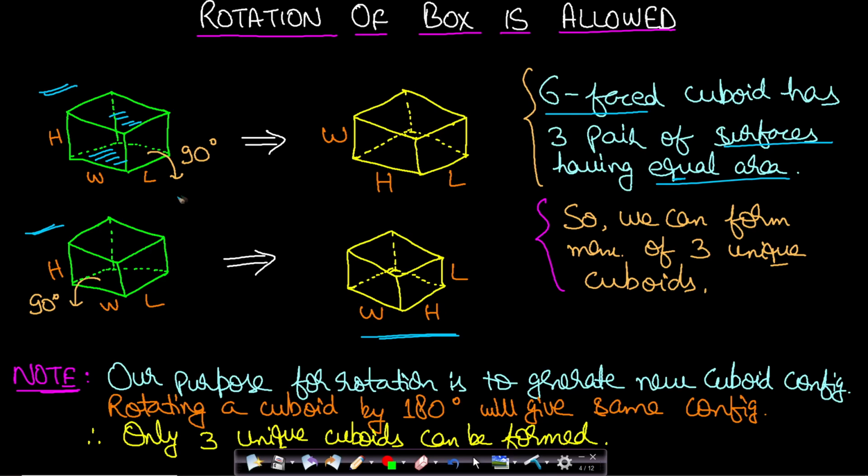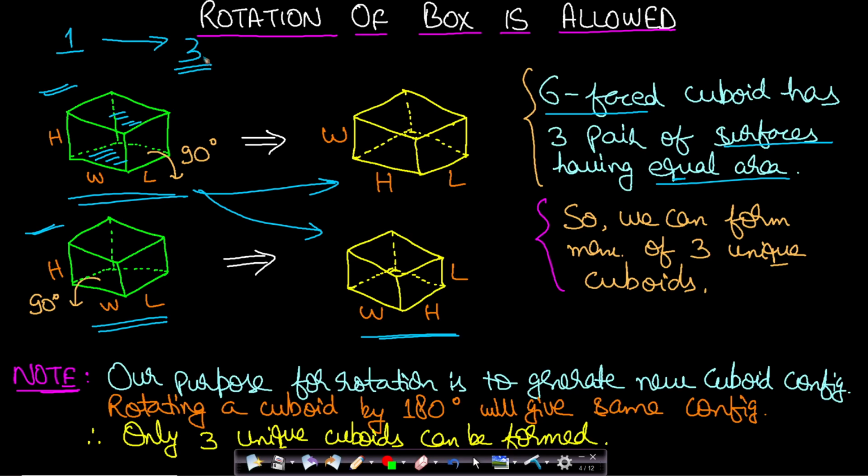So these are the possible rotations of a box. This is one box, this is the same box. So by using a box, we can form 2 other unique rotations. So if we are given one box having different L, W and H, then we can have a maximum of 3 unique boxes, right? So our purpose for rotation is to generate new cuboid configurations. Rotating a cuboid by 180 degrees will give the same configuration, and therefore only 3 unique cuboids can be formed. I hope you understood this second constraint.